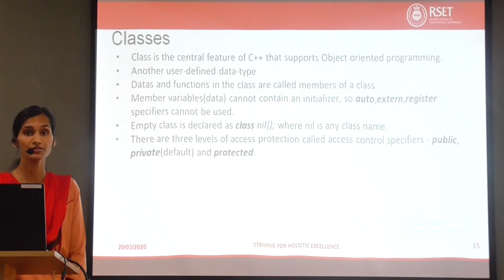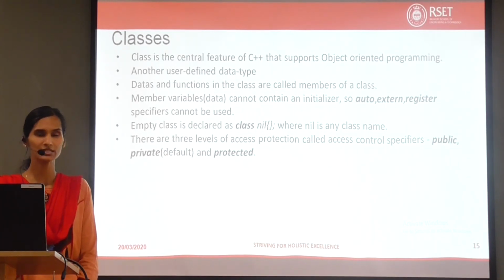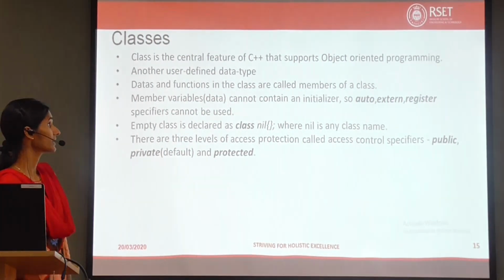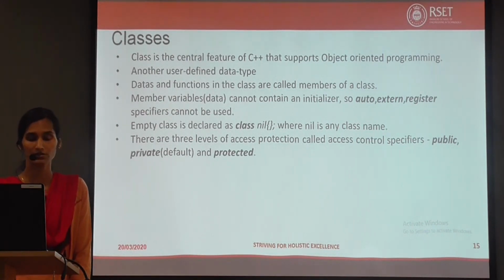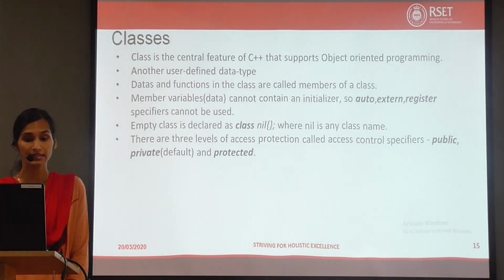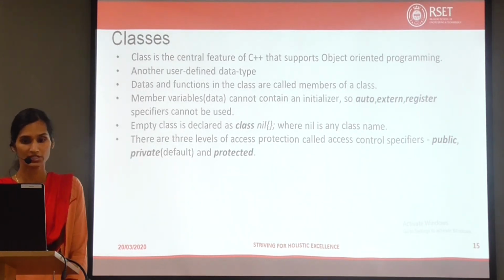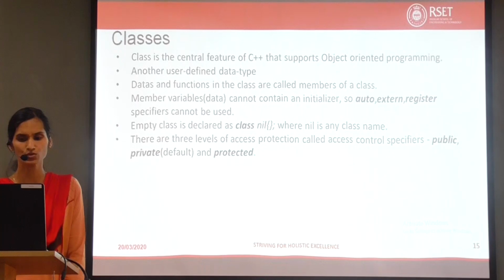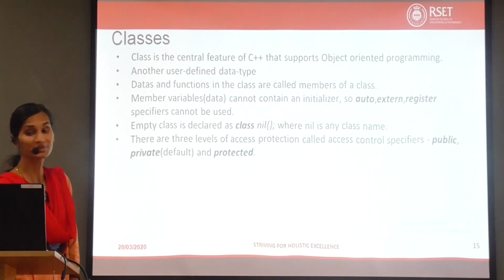So the class is a central feature of C++ that, as I said, supports object-oriented programming. Now it is just another defined data type, and the difference that you will find between classes and structures is that classes can include both data as well as functions. Now the member variables, which are data, cannot contain an initializer, so you cannot use the specifiers like auto, extern and register that we have learned before. And also an empty class can be declared as class with the empty brackets.